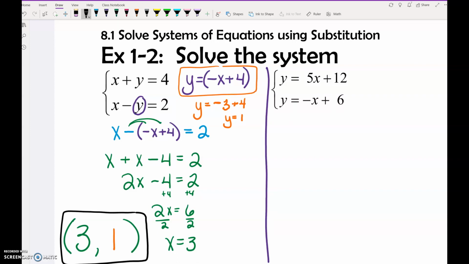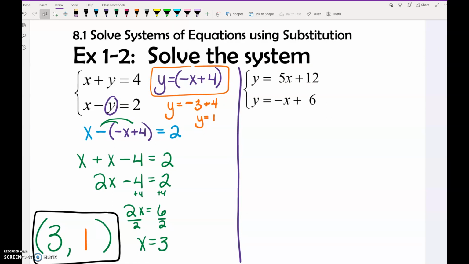This means if you use 3 in place of the x's and 1 in place of the y's, the top equation will equal 4. The bottom equation will equal 2. If you were to put both of these equations on a graph, the two lines would cross at the point 3, 1.